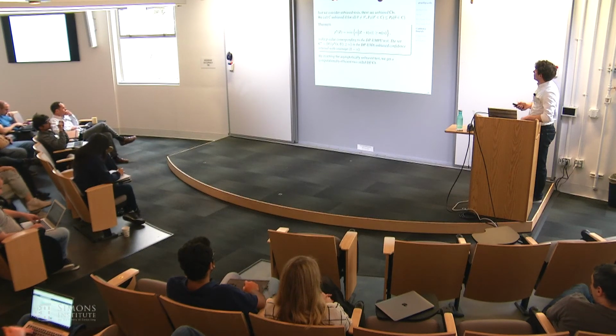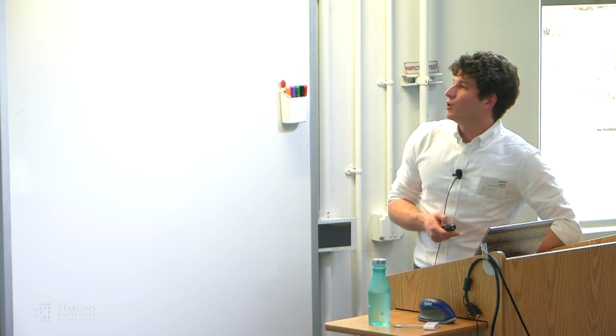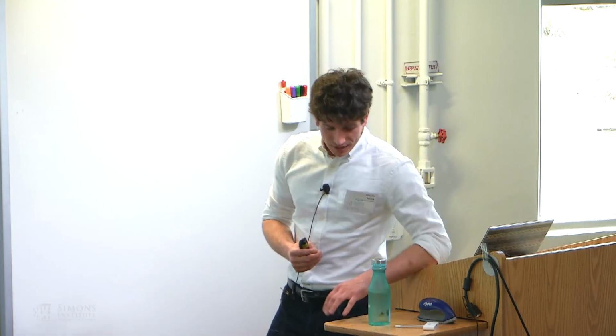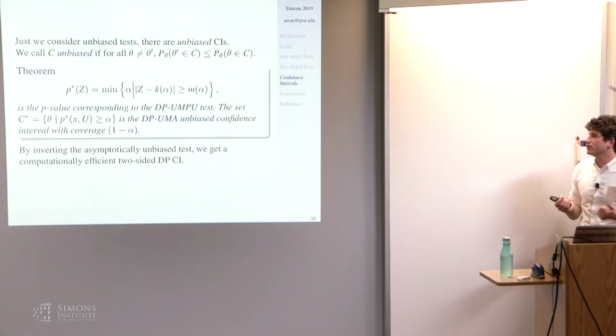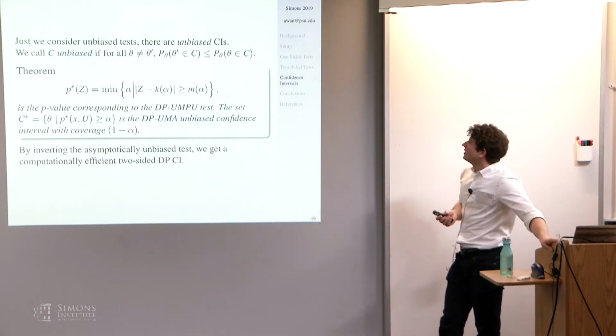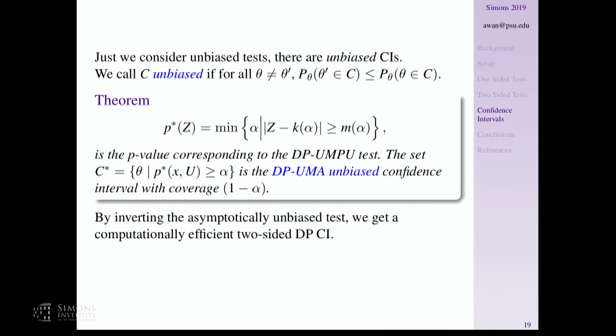So that was our one-sided confidence intervals. So what about two-sided? Well, again, the space is too large, so we can't get UMA two-sided confidence intervals. We need to restrict to a smaller set. Well, just like there are unbiased tests, we're going to make a concept for unbiased confidence intervals. Again, this is done in classical statistics literature.